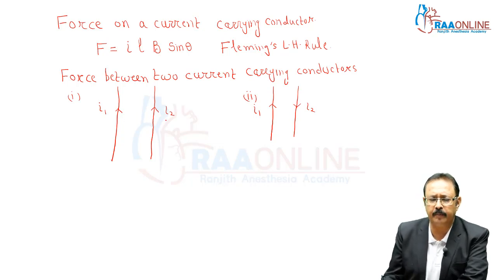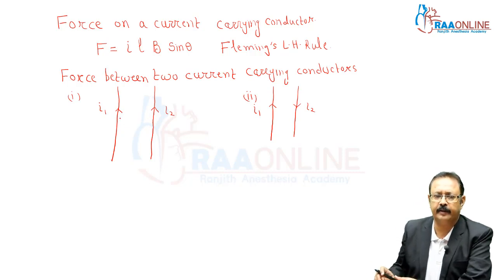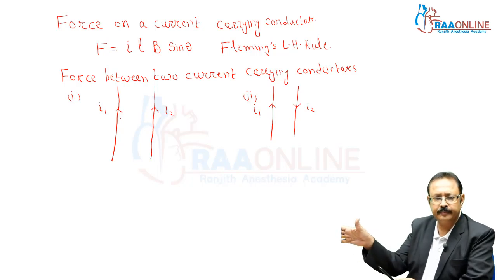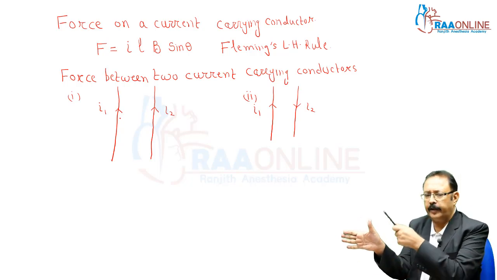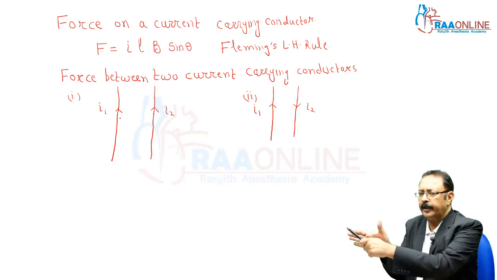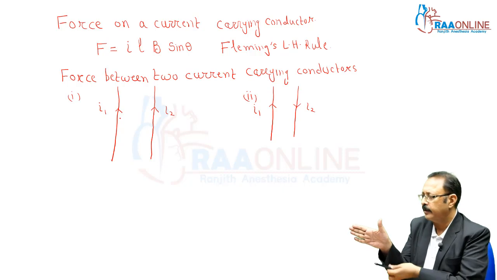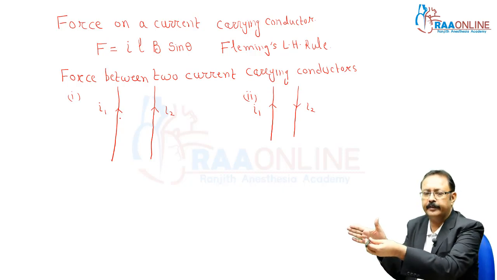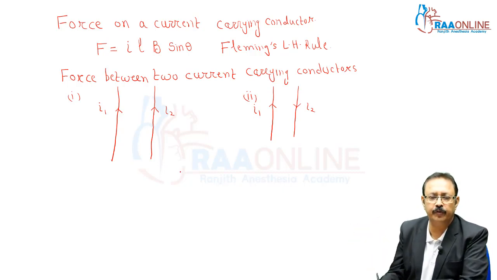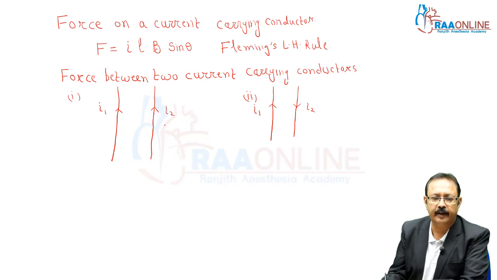It will produce a magnetic field. What should be the magnetic field nearby this conductor, at the second conductor, due to the first conductor? Take your right hand. Put thumb in the direction of current. Fingers pointing towards the point where you want to check the magnetic field's direction. It is inward. It means the magnetic field due to the first conductor is inward.